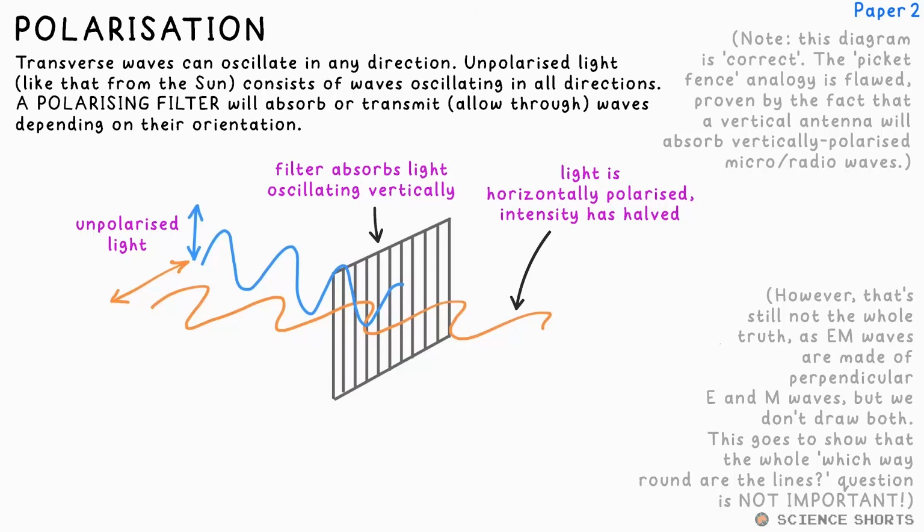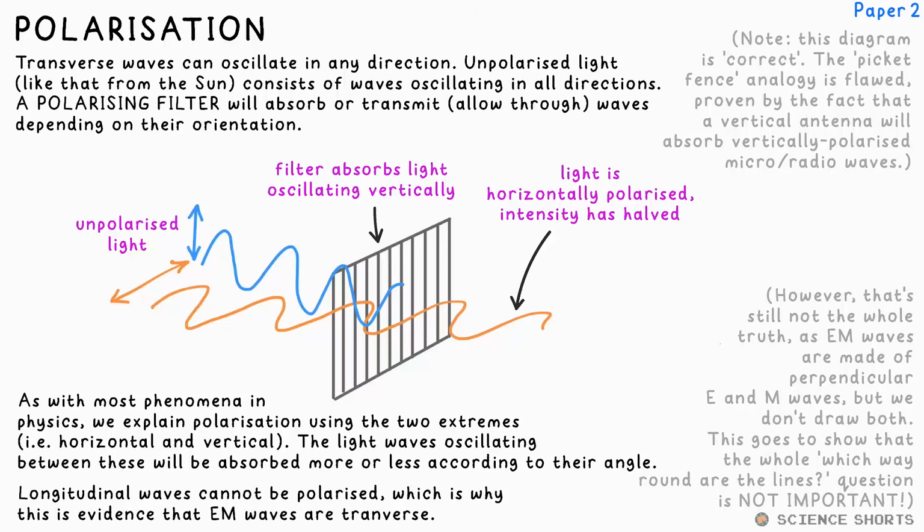through, and vice versa. Now, some people get frustrated with this because they're taught the picket fence model of polarization. But that's not how it works. This is proven by the fact that if you have a vertical microwave transmitter, the receiver must also be vertical in order to receive them.